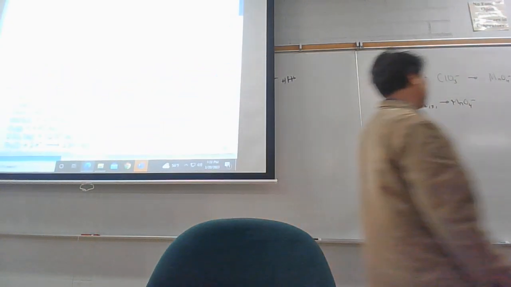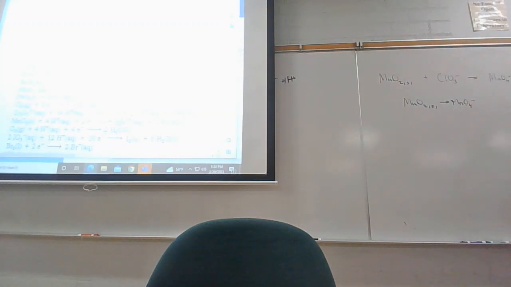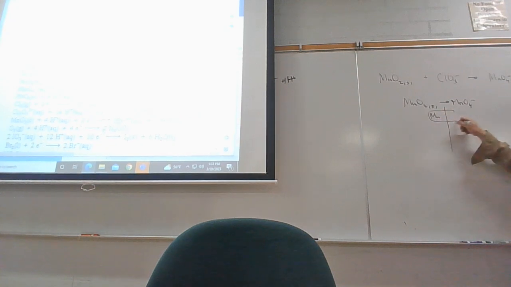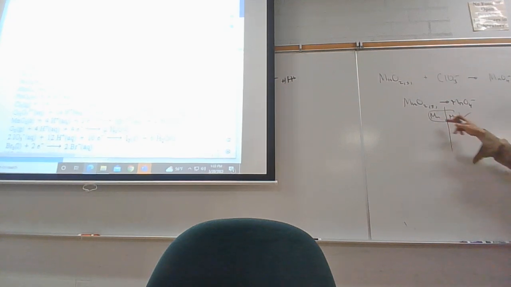So unfortunately these weren't on the chart. If these were on the chart, I'd just copy it. And so that means we have to go ahead and balance these. So the manganese is already balanced. So we don't have to do anything here.